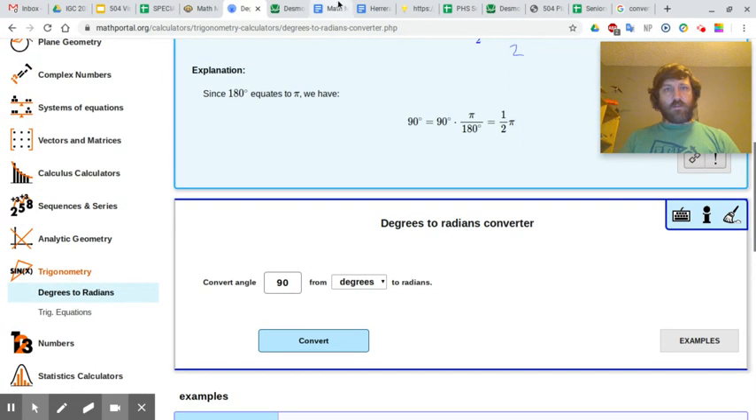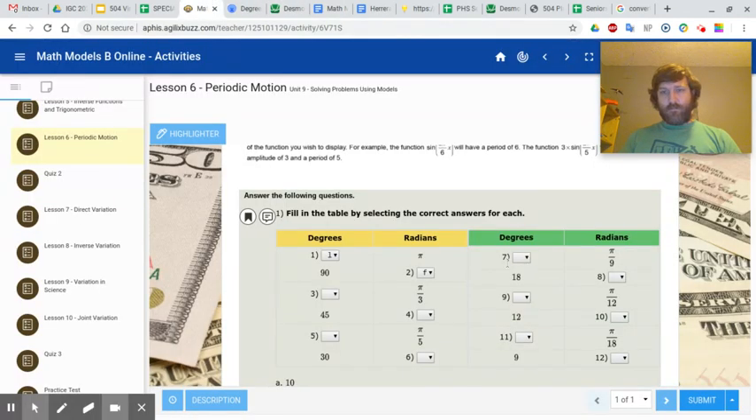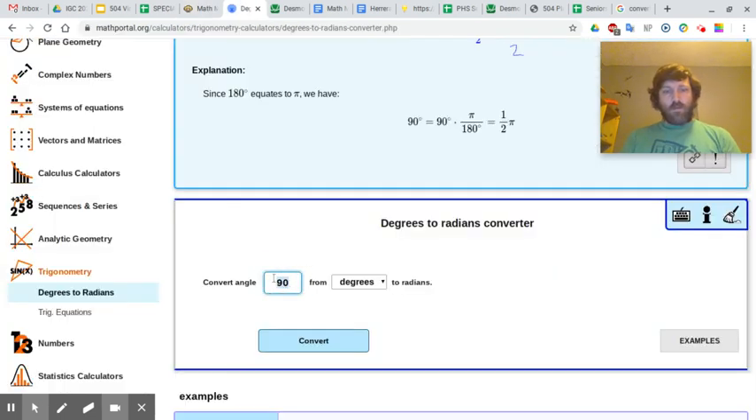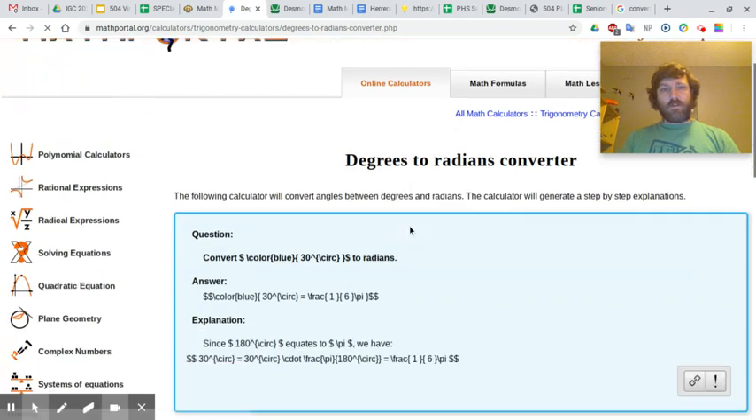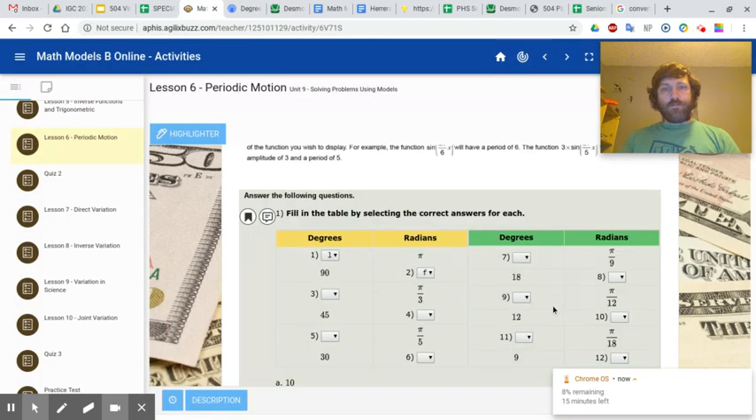So if you're starting with degrees, just as an example, 30 down here at the bottom, I'm going to make sure it says 30 degrees and convert that way. It takes a second to load, and it gives us our answer there. Okay, so I'll let you do the rest of the table on your own.